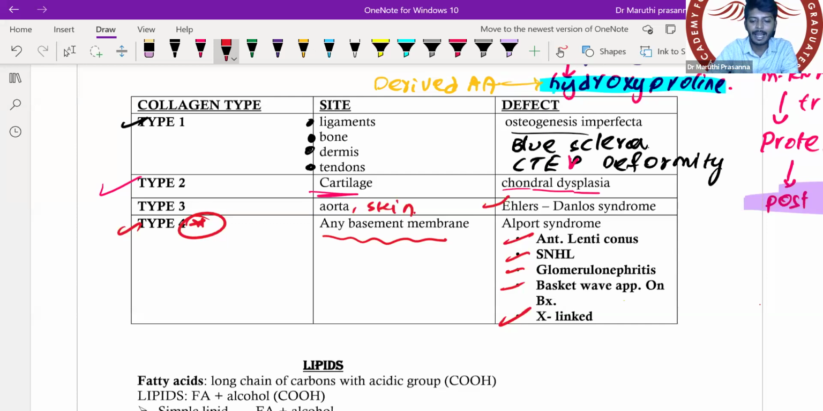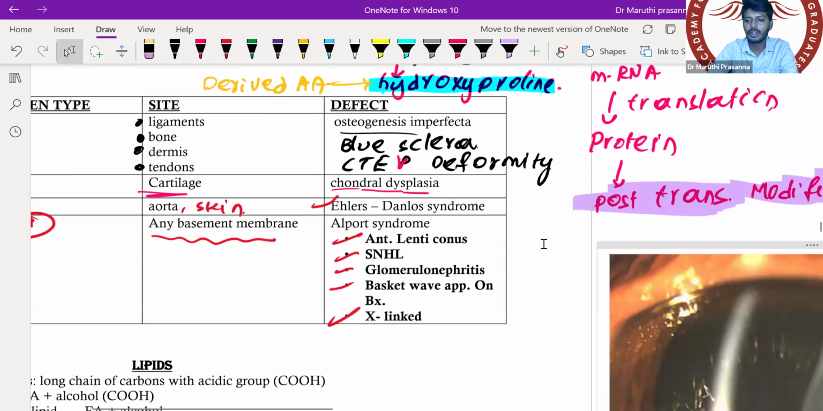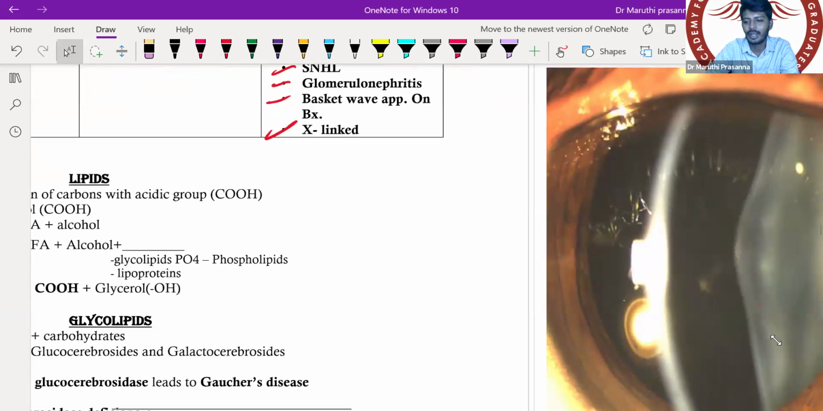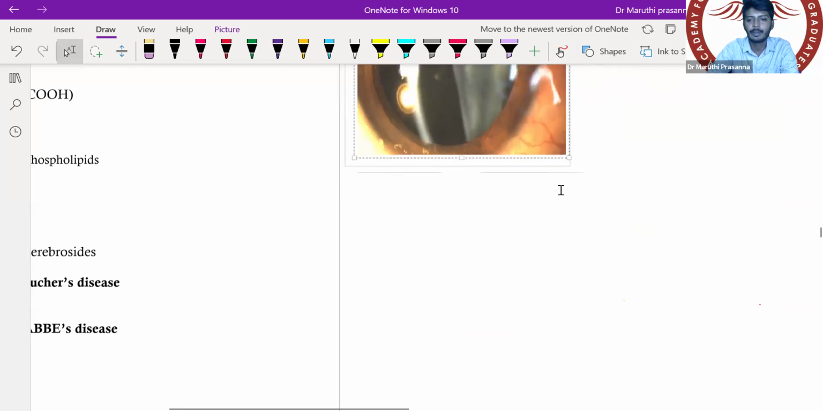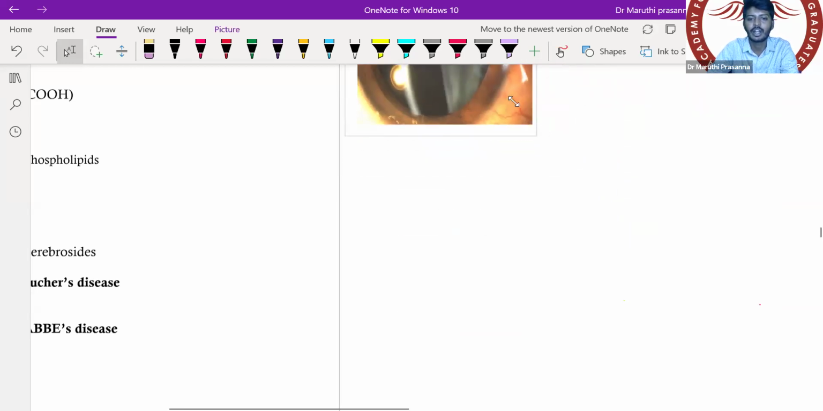Let me show you people anterior lenticonus. Let me find the picture. So this is your anterior lenticonus. We know ophthalmology, don't worry about it. There are two terms which will confuse you people. One is lenticonus. One more which will confuse you is keratoconus.